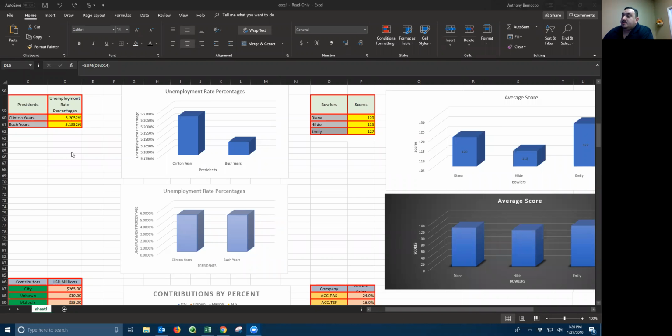In scenario number 2, we use the unemployment rate percentages of the Clinton and Bush years. During Clinton, it was 5.2052%, and Bush was 5.1852%. Here we represented each one in a bar graph.